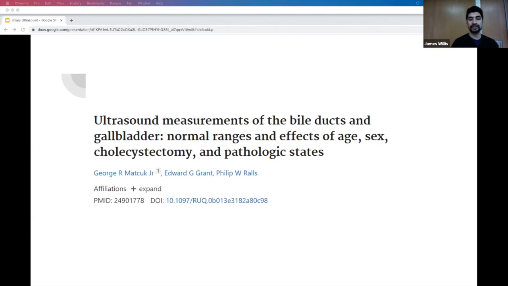For the common bile duct, they saw variation with age. For each year, there was an addition of 0.2 millimeters. For female sex, there's an addition of 0.3 millimeters. And for prior cholecystectomy, there's an addition of 1 millimeter. For gallbladder wall thickness, the presence of gallstones increased the thickness by 0.4, sludge by 0.5, and acute cholecystitis actually increased the gallbladder wall thickness by 3. So that's just where some of these numbers come from.